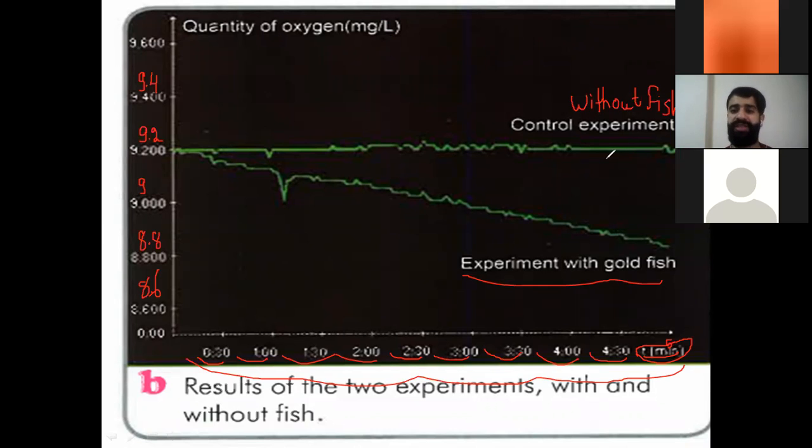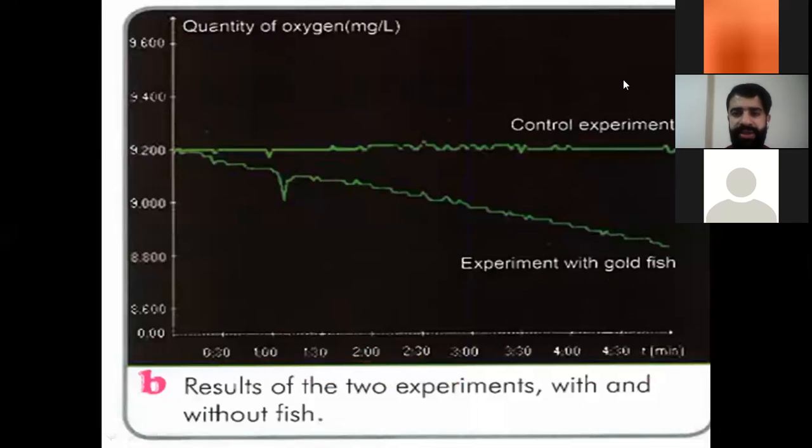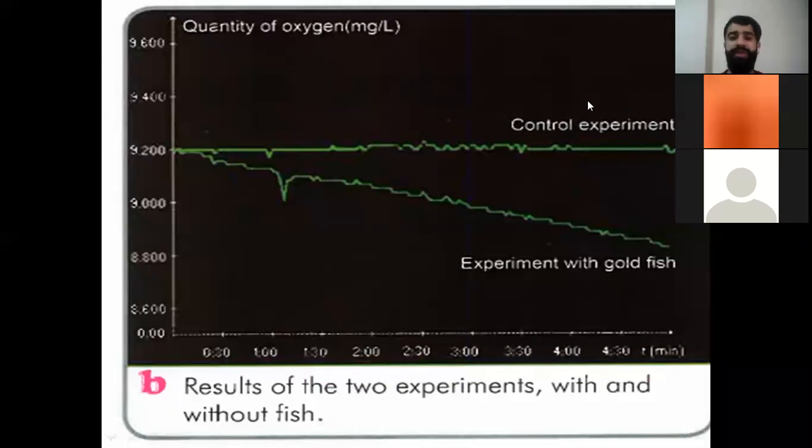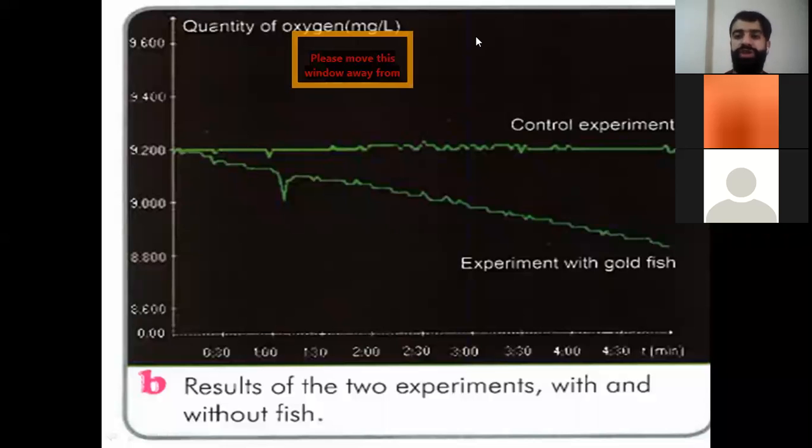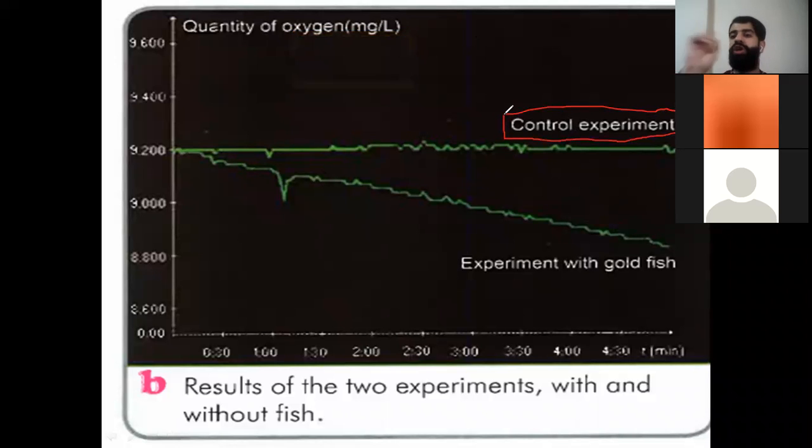So let's move to the first line, which is for the control experiment. I'm going to clear this and then we can start. The first line, the one with the control, meaning with no fish. Who can give me the analysis for the control experiment only? Let's see by raising your hands. Who can analyze only the line or the graph for the control experiment?